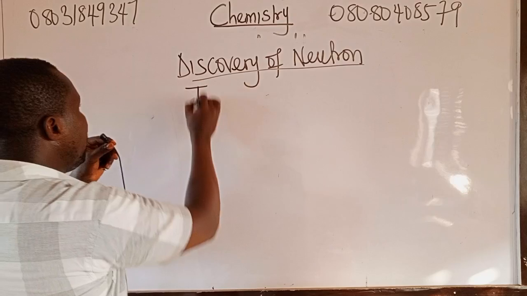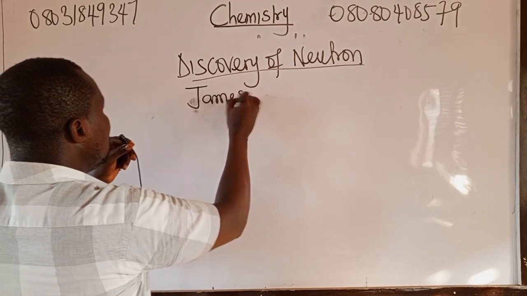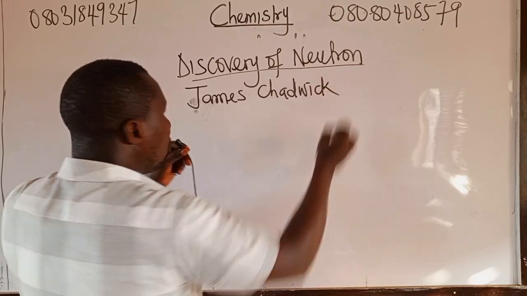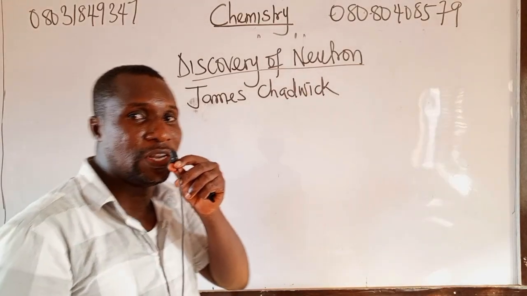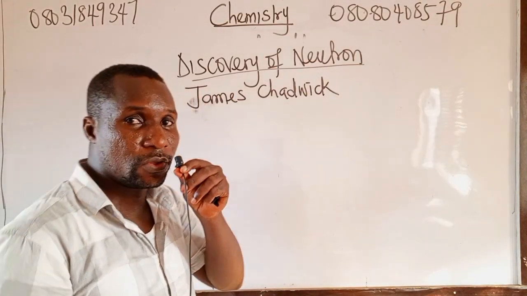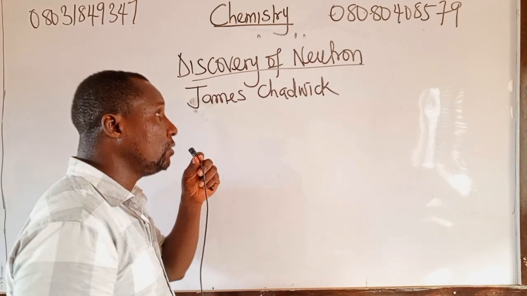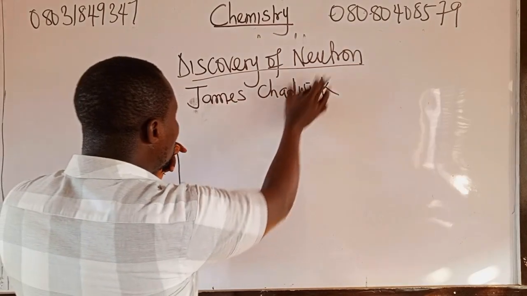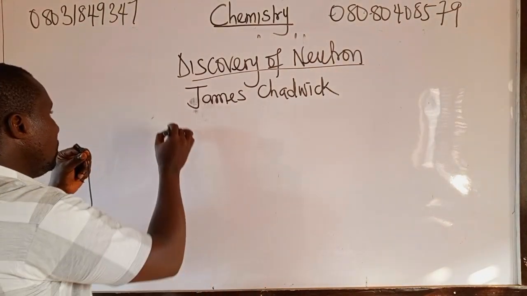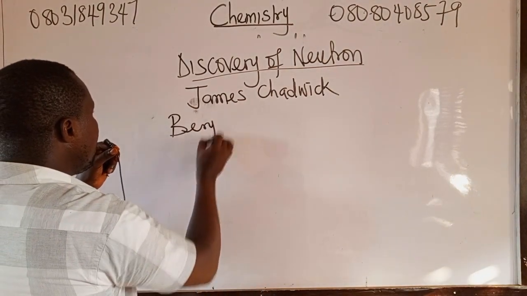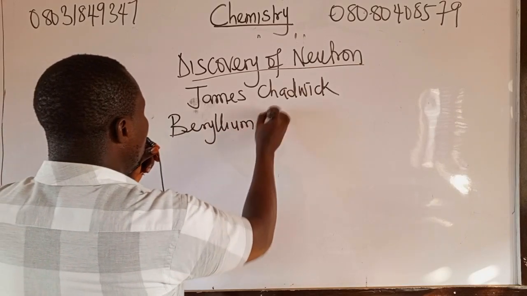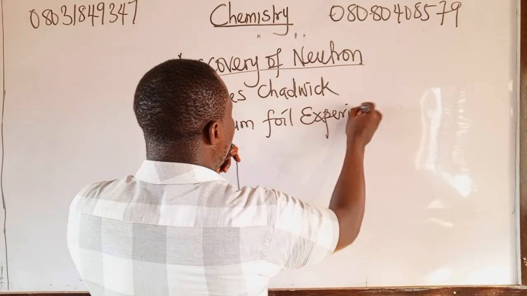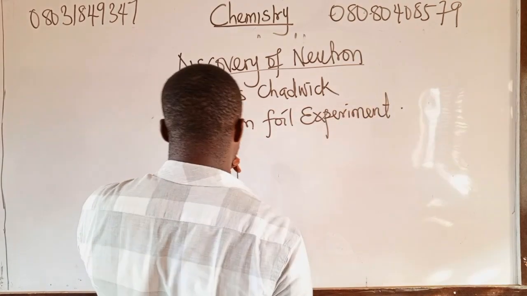Neutron was discovered by a man called James Chadwick. This man worked together with whom? Ernest Rutherford. The man discovered what? Neutron. James Chadwick discovered neutron using the beryllium foil experiment.